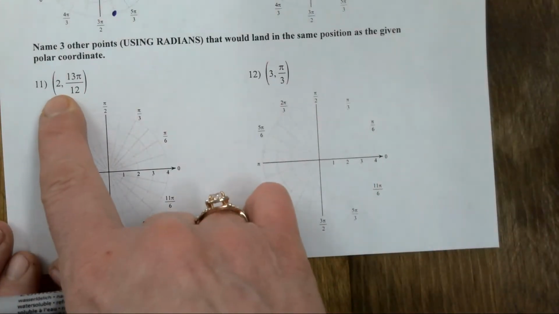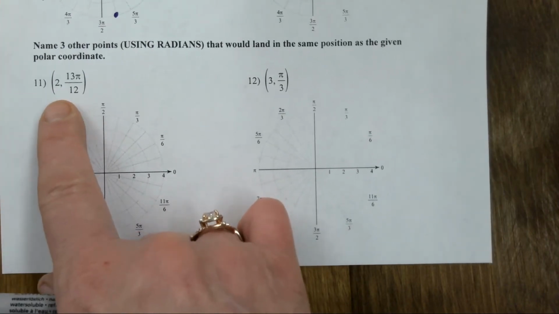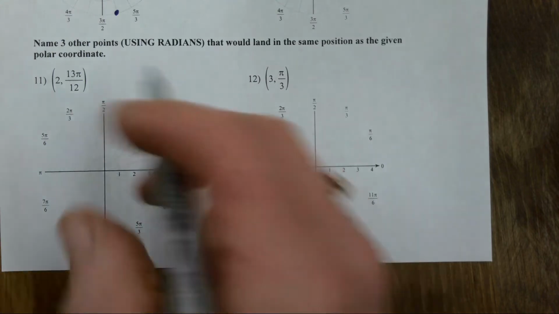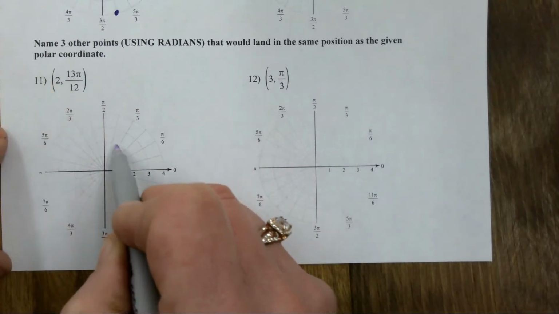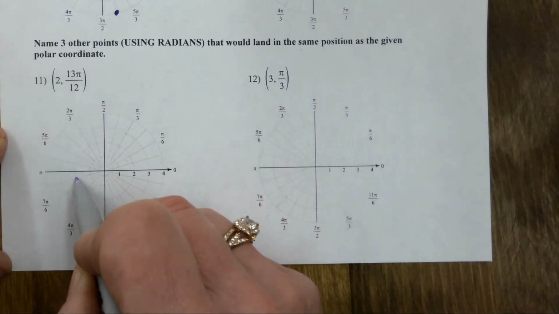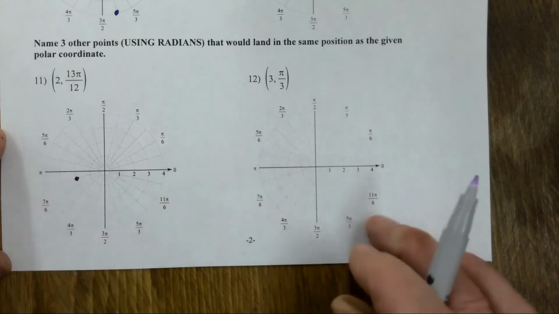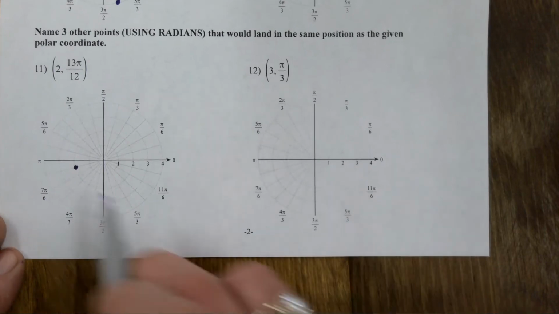So this one is (2, 13π/12). What I like to do is get myself into that position. So plot that point. So this is right 2, 1 1/12 pi over. So right 2, 1 pi plus 1/12 more. The breakdown here, every one of those lines is a 12th. So 1 1/12 more. That is my position.